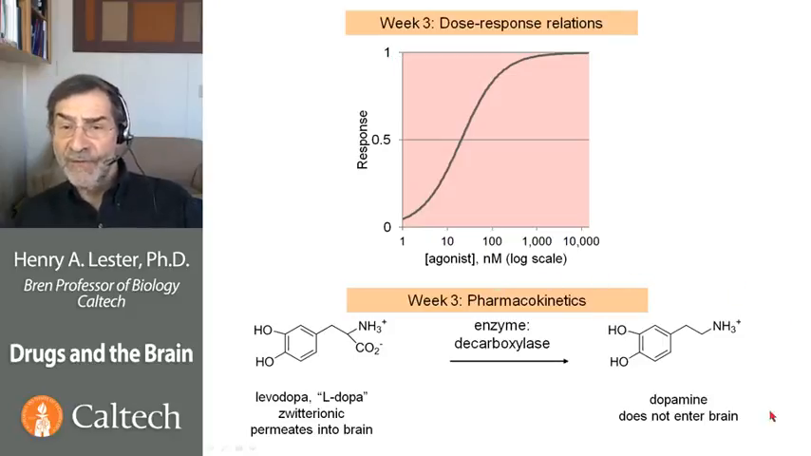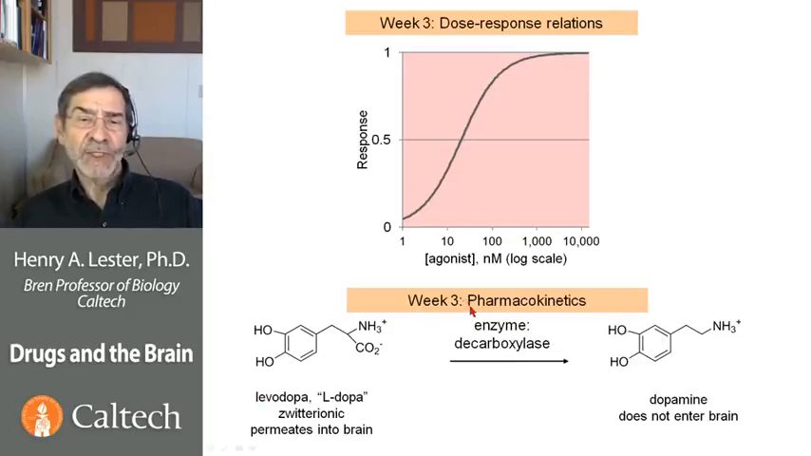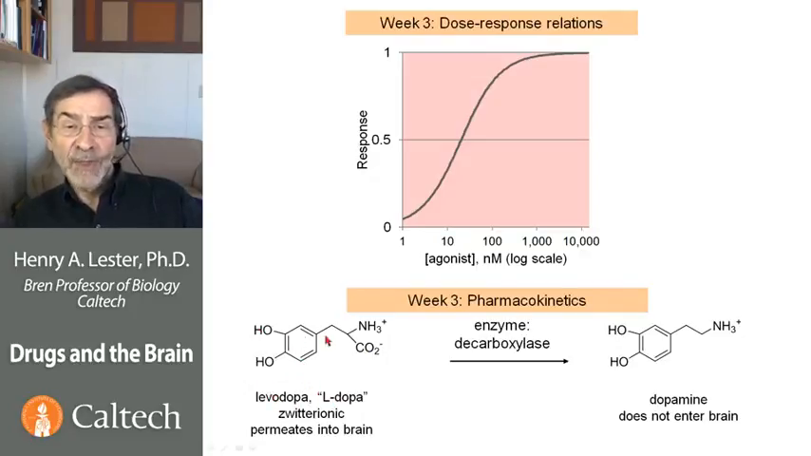We'll also talk about pharmacokinetics, which is usually not discussed in detail in a course on neuropharmacology, but of course pharmacokinetics, the process by which a drug enters the brain and even enters a neuron from the outside, is vastly important. Here's an example: the Parkinson's therapy, L-DOPA, levodopa. It gets through the blood-brain barrier, and in the brain, it is converted to dopamine itself, which cannot enter the brain itself. So pharmacokinetics is a key element of drugs and the brain.